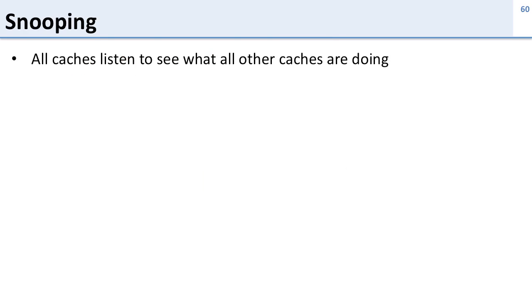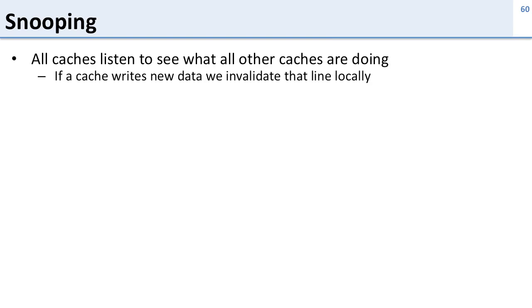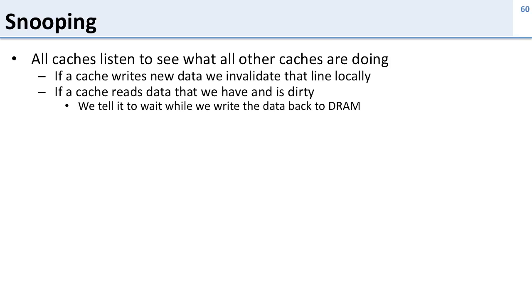So what is snooping? The idea in snooping is that all of the caches listen to see what other caches are doing. If a cache writes new data, we need to invalidate our data locally so that we know that we have new data somewhere else. If a cache reads data that we have, we know that we need to update the data in the DRAM if it's dirty and tell the other cache to wait for that data.